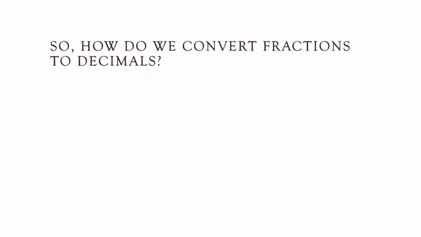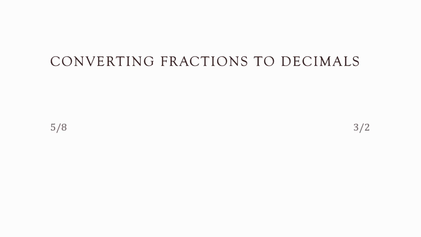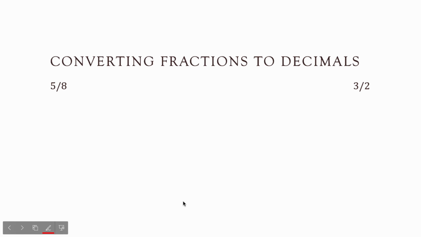So, how do we convert fractions into decimals? Well, we use long division. We divide the numerator by the denominator, and the result will be a decimal. So, let's try some examples. Let's take the first one, 5/8. And before I show you the solutions, I encourage you to pause this video and try them out on your own. Again, following the steps shown in the previous slide.